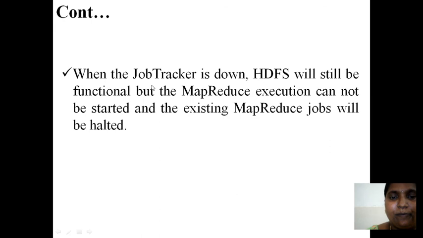When the job tracker is down, what will happen? Of course, it will search for another job tracker. As I said in the beginning of the slides, there is high availability of the data. That high availability means whenever a job tracker is down, another job tracker automatically takes care of that.